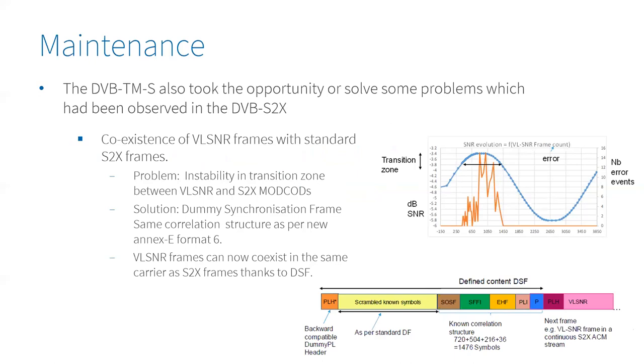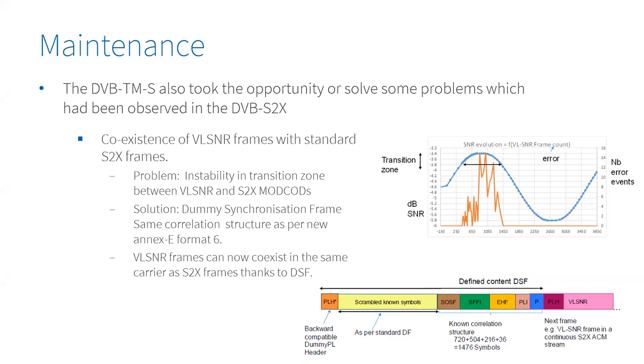So in terms of maintenance, during our evaluation of DVB-S2X, we saw that there was a problem of coexistence between standard S2X mod codes and very low SNR mod codes within the same carrier. Having identified this problem in a transition zone, we were able to provide a solution based upon the use of a structure within Annex format 6, which is our known correlation structure in this diagram. And we called this the dummy synchronization frame.